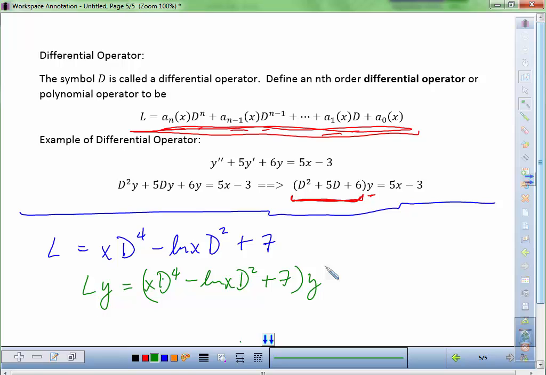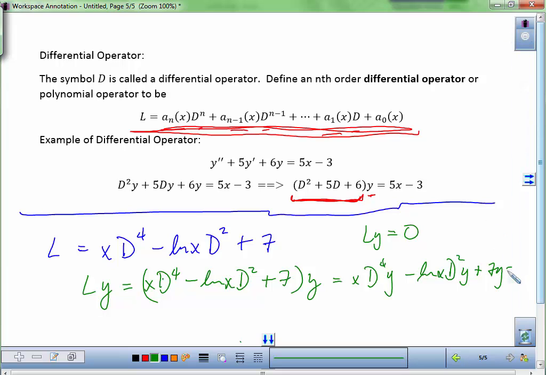And then you would kind of instinctively think about the distribution and distribute the y, right? It's maybe okay. You can think about that way. So it would be x d4 y minus ln x d squared y plus 7y. Well, that's what Ly is equal to. I didn't set it equal to anything else on the other side. Well, maybe we can. Let's say Ly is equal to 0. So then this whole thing is equal to 0.